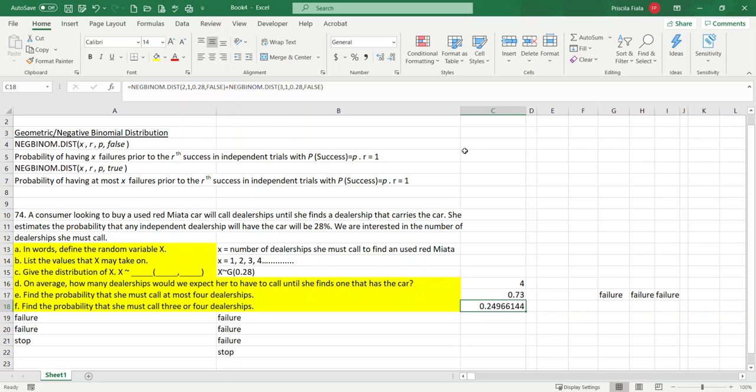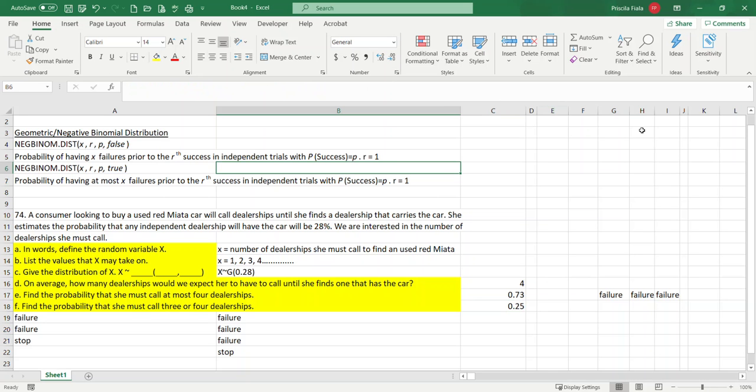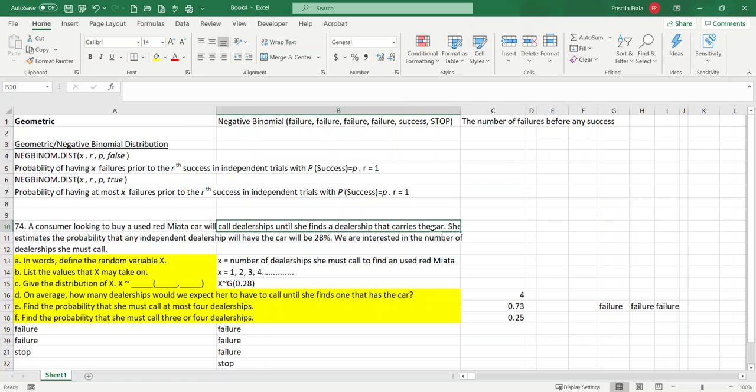So the probability that she is going to have to call 3 or 4 dealerships is about 24.9, or 25%. And then you're going to be done with this problem as well. So just to show you that once you have the formulas and you learn how to plug in the numbers, the most challenging part here is to read the problem and make sure you don't confuse the definitions. And you would be done with problem 74 in the geometric distribution.